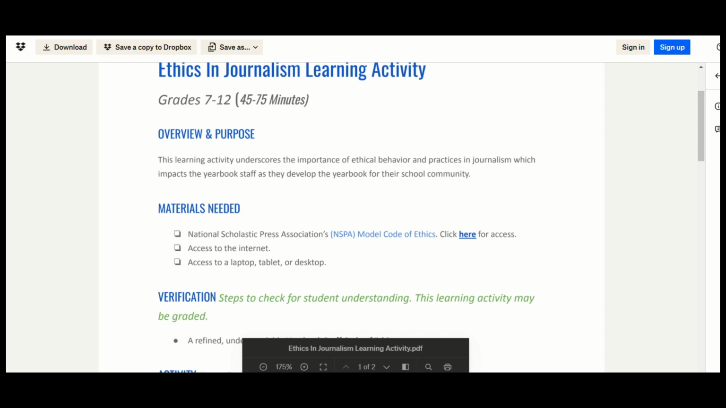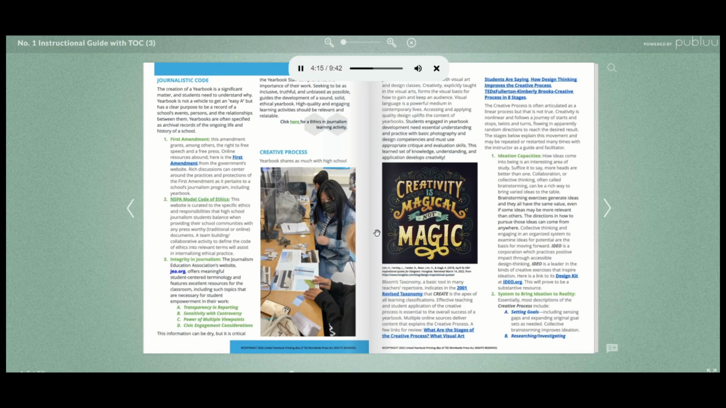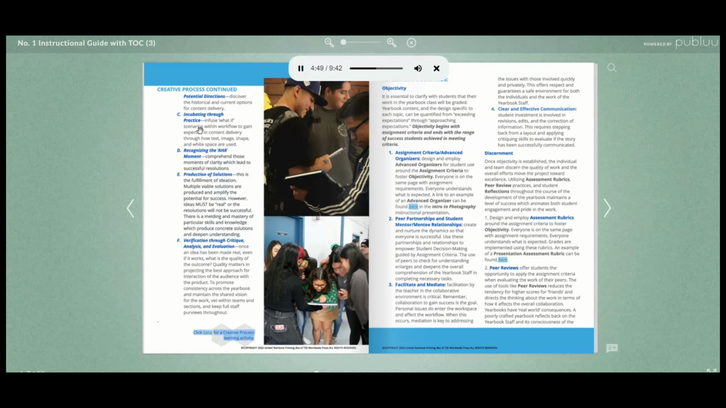The yearbook is also heavily dependent on the creative process of staff members. Students acquire an essential understanding and practice of basic photography and design competencies and use appropriate critique and evaluation skills. This learned set of knowledge, understanding, and application develops creativity. If creativity is non-linear, how do we bring creative ideations to reality? We discuss a few of the practical steps that can help you as the advisor teach your students to harbor their creativity. Steps like setting goals, researching, investigating, incubating through practice, and verification through critique, analysis, and evaluation.